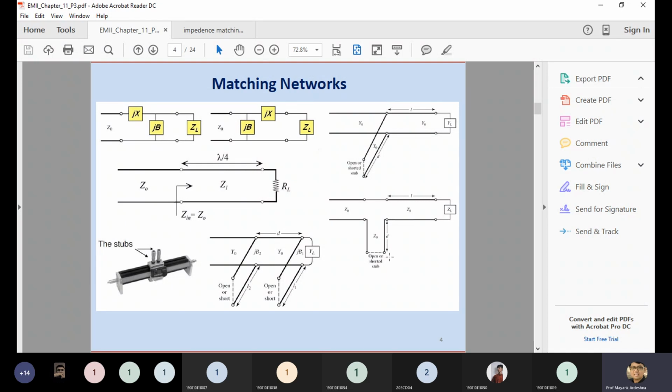Okay, so for one particular load impedance, you have so many solutions. Either you can use transformer matching, or you can use the single stub, or you can use the double stub, and the single stub has an open circuit as well as short circuit connection. So depending upon your requirement, you can use any one of the techniques. Okay.